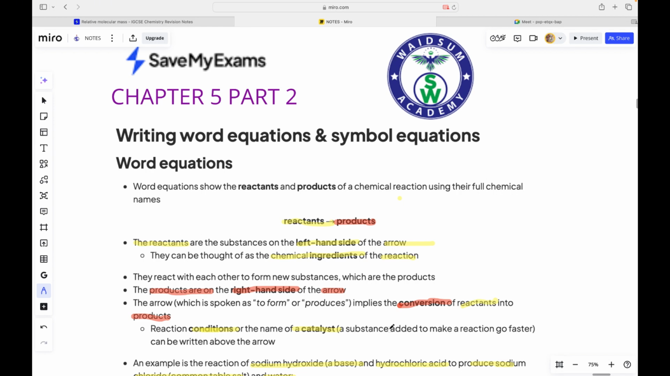Okay, so a word equation is used to show the reactants and the products. In chemistry, the reactants are like the ingredients that react together to form the product. For example, if you want to make a soup, you need the seasoning cube, you need salt, you need pepper, you need chili, you need tomatoes, so all these are like the reactants. When you blend them together, you're going to make a soup.